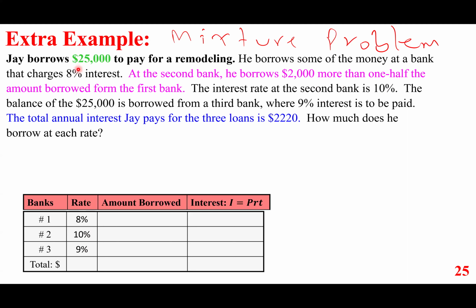And how much did we borrow? Total of 25,000. So the total amount borrowed is $25,000. And the total dollar amount for the interest goes here, $2,220. So how much did we get from each one? I have no idea. How about X, Y, and Z? Just define your variables. That's all you're doing.